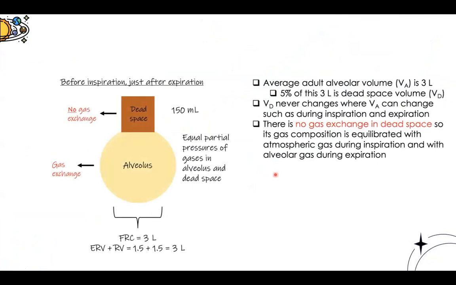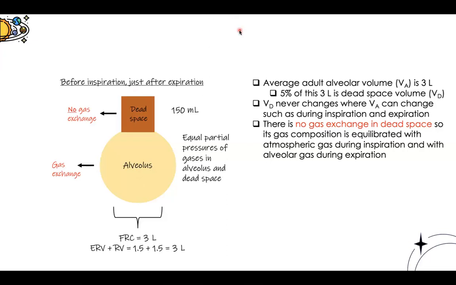Now we've come to the last part of the lecture, and this is going to be kind of complicated. I really need you guys to be with me. I'm going to try my best to explain it as simply as I can. This is your alveolus, and this is your dead space. You know what dead space is, right? Your anatomical dead space.